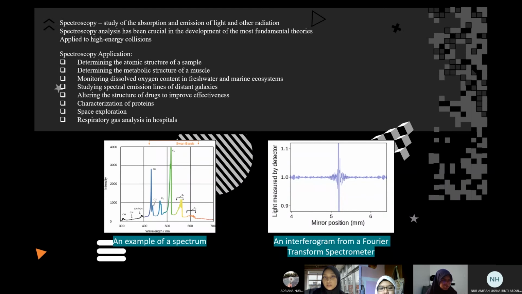Spectroscopy has also been crucial in the development of the most fundamental theories in physics, including quantum mechanics, the special and general theories of relativity, and quantum electrodynamics. It has also been a key tool in developing scientific understanding, not only of the electromagnetic force, but also of the strong and weak nuclear forces.